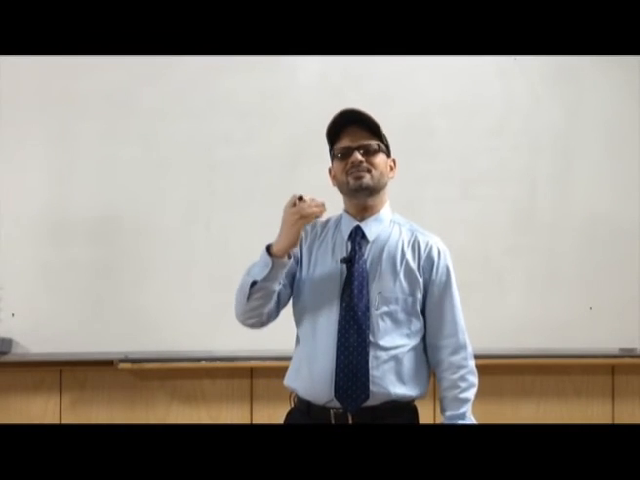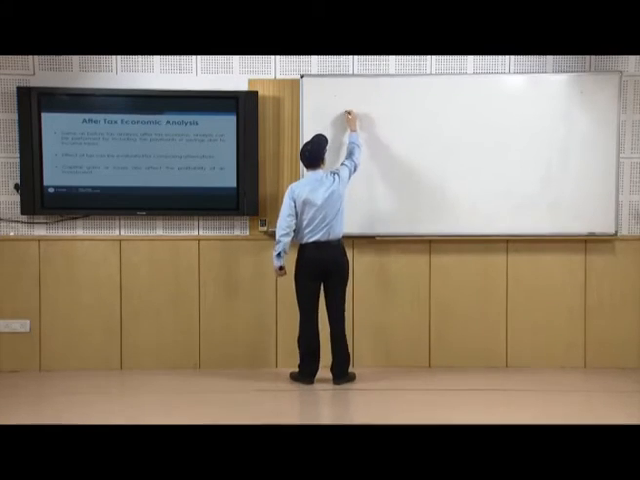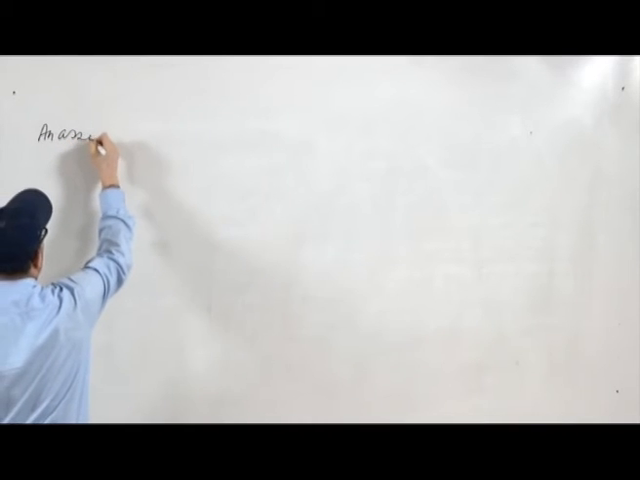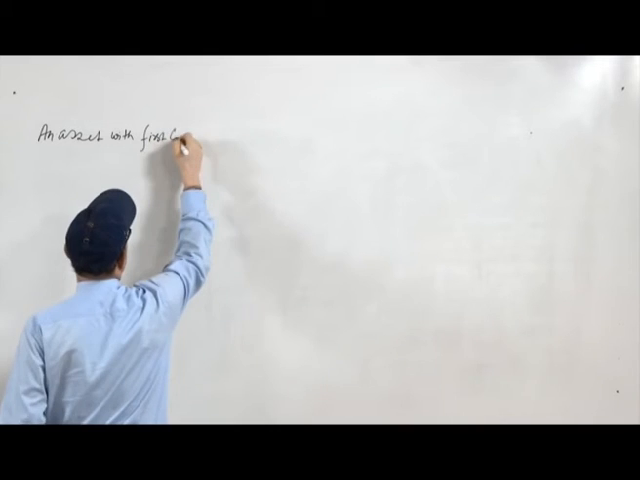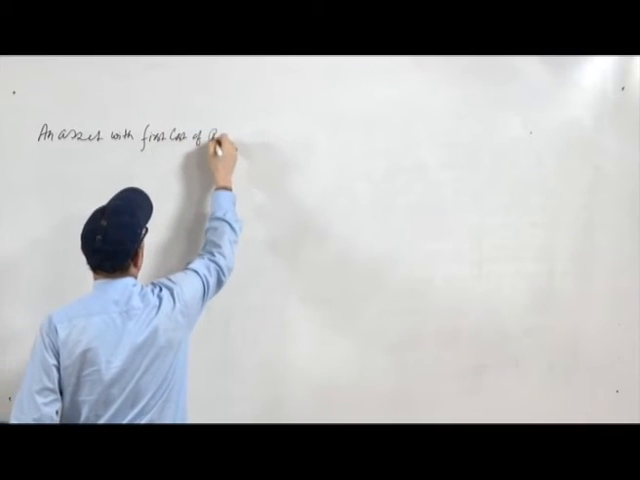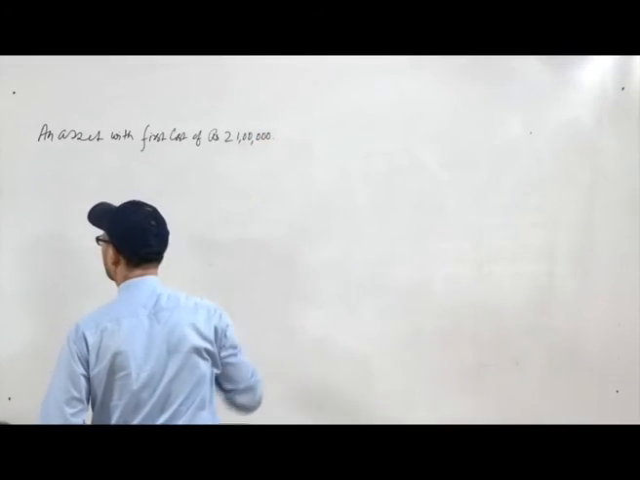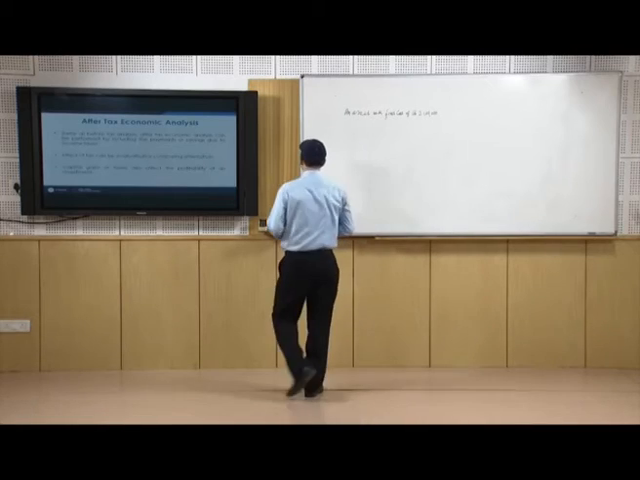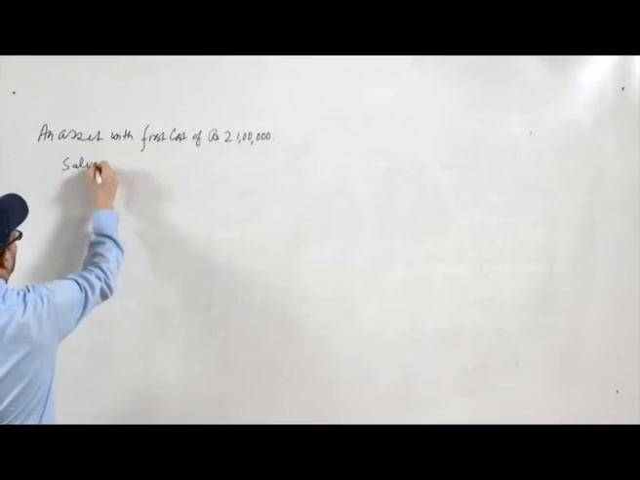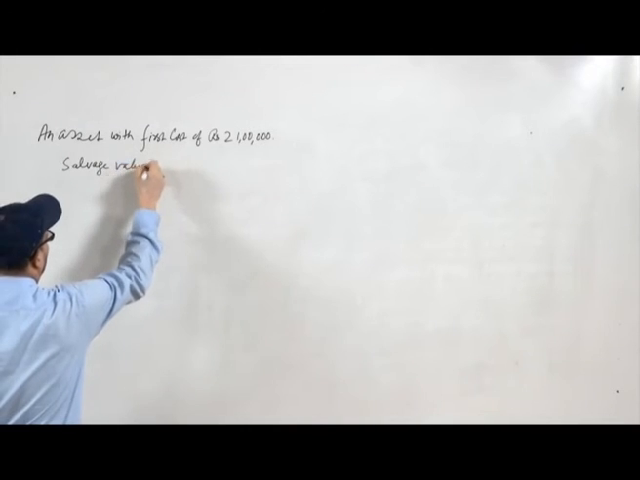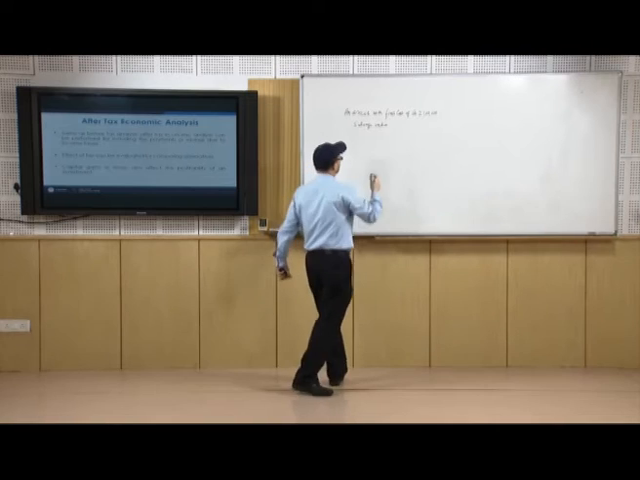So, let us take an example where the effect of salvage value will be considered to see what its effect is on the cash flow. An asset is there with a first cost of 21 lakhs. Now this asset has a salvage value at the end of its life given as 5 lakh.